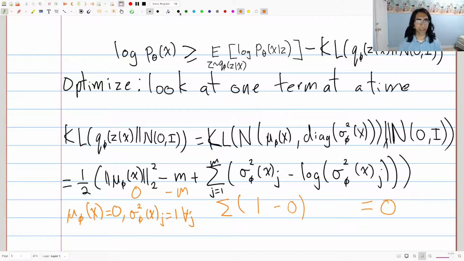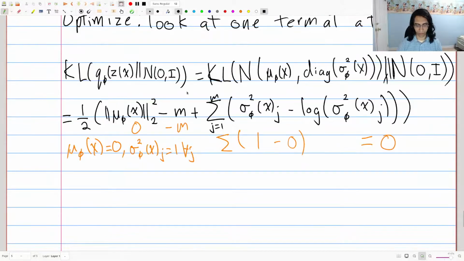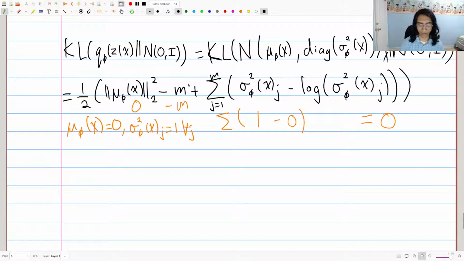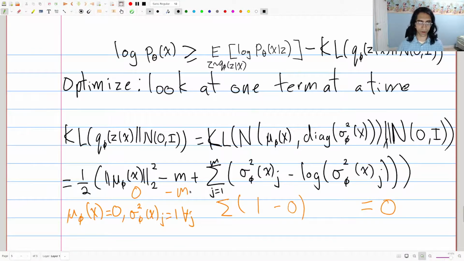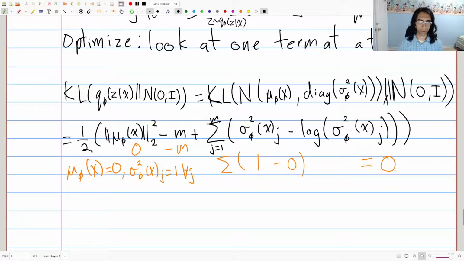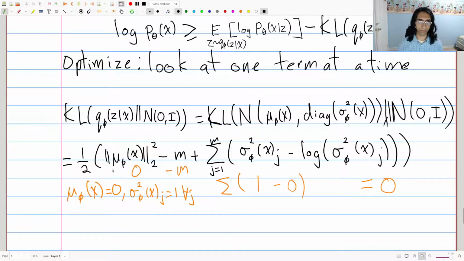Okay, so that is the one term which appears in our loss function. In fact, it's going to appear negated, and we're going to try to maximize this minus this. Or it could appear positive, but then you'd have to negate this. But the point is, this is one of our terms in our optimization function, and we're going to want to minimize this. So this is one term.